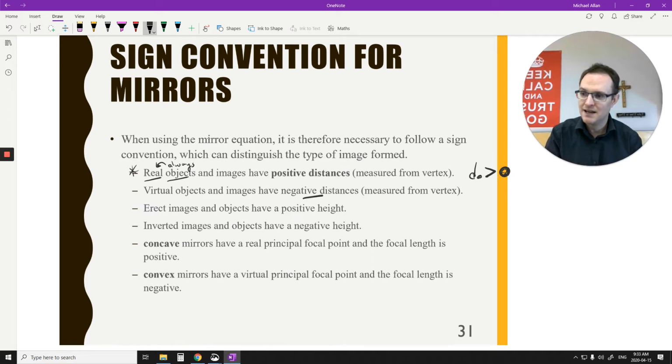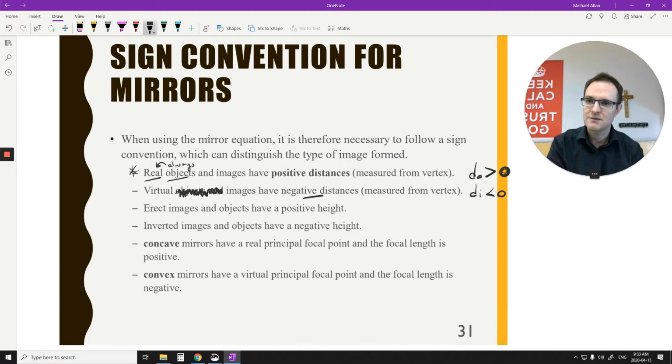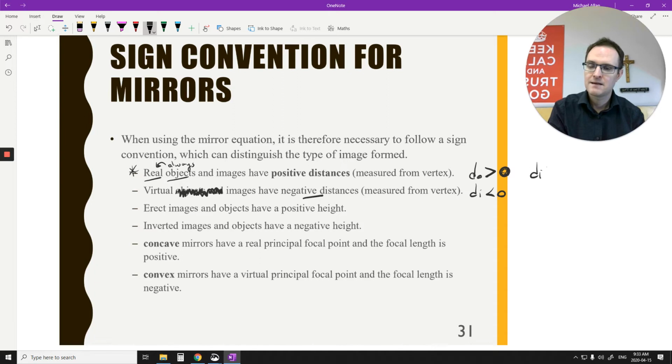If it ends up being negative, there's no such thing as a virtual object. If you have a virtual image, we have a negative DI. So my DI would be less than 0. And up here, my DI would be greater than 0. Okay, erect images have a positive height, so my HI would be a positive number. Inverted ones, my HI would be a negative number.